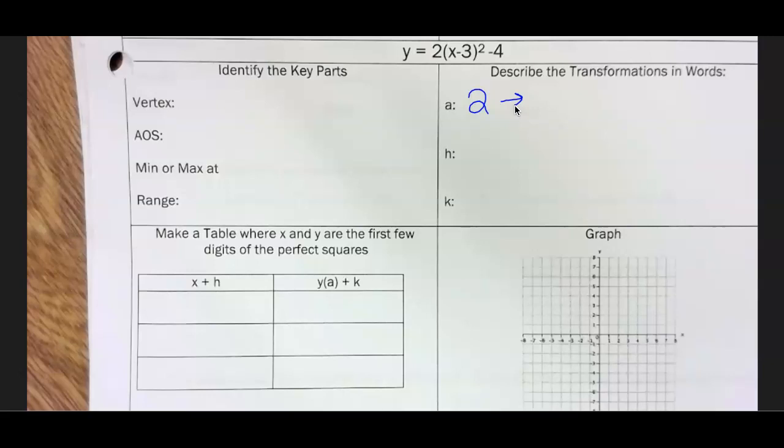Yes. Correct. It was stretching or compressing, but if it was a -2, it's still stretched and reflected.